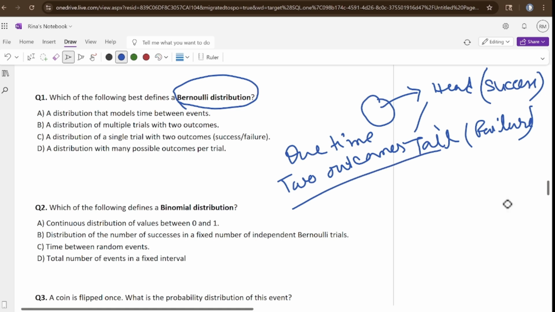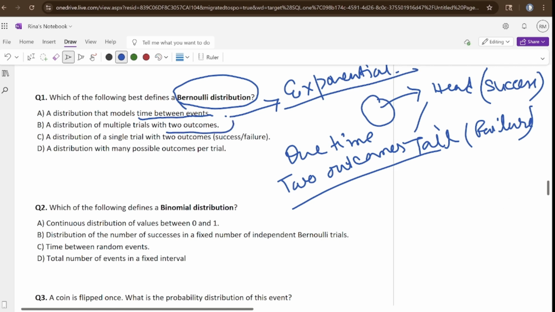A distribution that models time between events. Time between events means exponential distribution. We discussed in our last class that it will work until failure. A distribution of multiple trials with two outcomes. Two outcomes is fine, but not multiple trial. When it becomes multiple trial, then it will become binomial distribution. Okay, so this is also not correct.